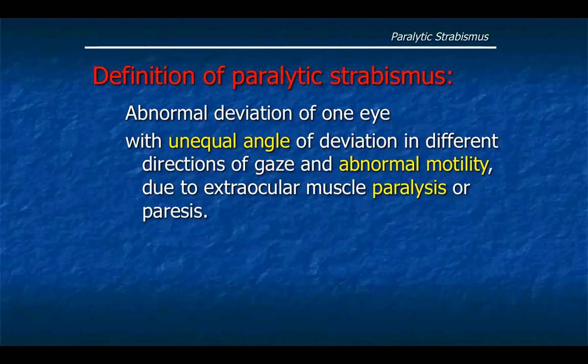So if you measure the angle of deviation in the primary position, for example, it's 30 prism diopters. On gaze towards the affected muscle, the paralyzed muscle, the angle increases to become, for example, 70 prism diopters. And on gaze to the other side, where there's no limitation, the angle can go down to 0. So the angle of deviation is unequal in the different directions of gaze. And there is abnormal motility because there is paralysis of a muscle.